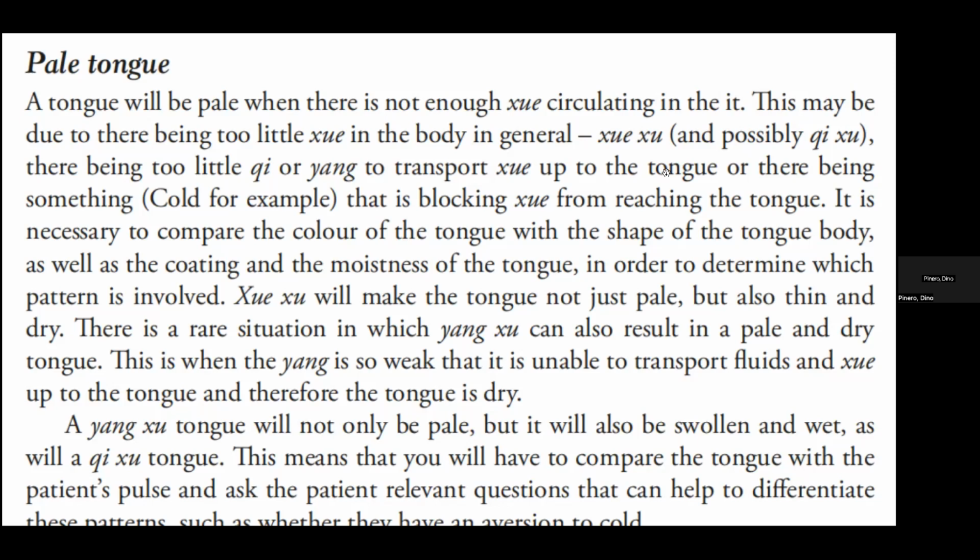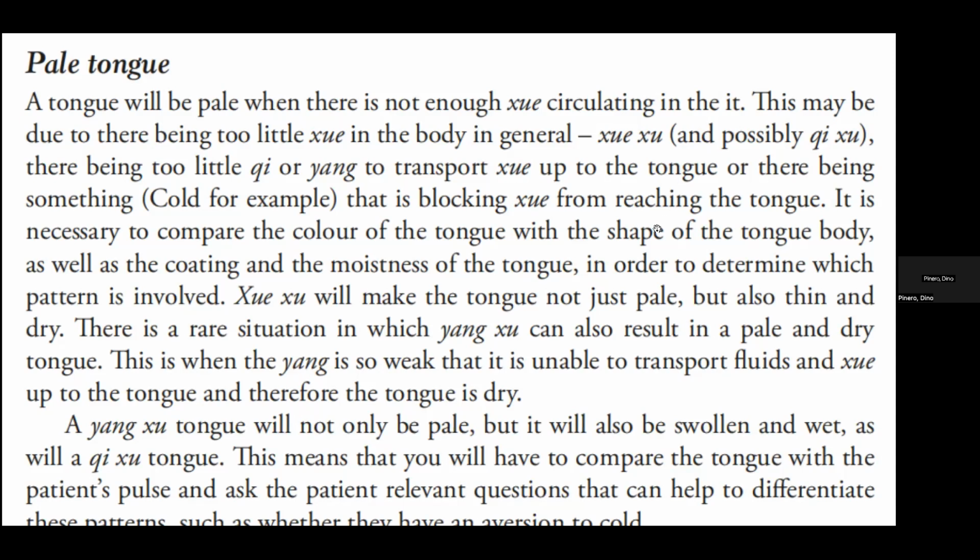So, sabi dito, kung konti yung qi or yang na nagpo-push ng blood, kasi di ba partner yung blood and qi or yung yang para gumalaw po yung blood to give the coloration of the tongue, or pwede rin po dahil merong pumasok na lamig or na-expose sa lamig, magkakaroon po ng pale tongue which is blocking the blood from reaching the tongue. It is necessary to compare the color of the tongue with the shape of the tongue body.